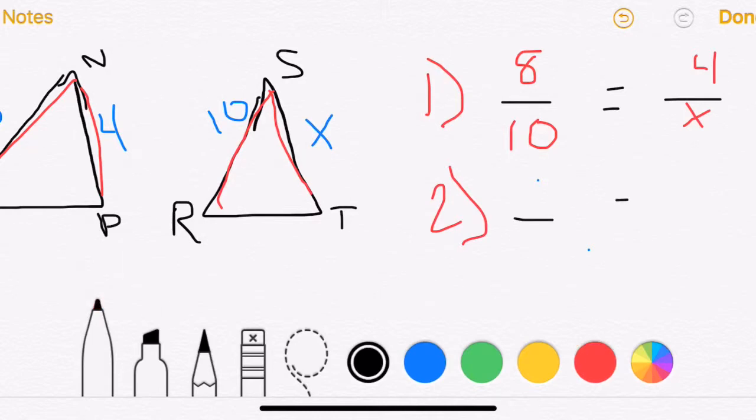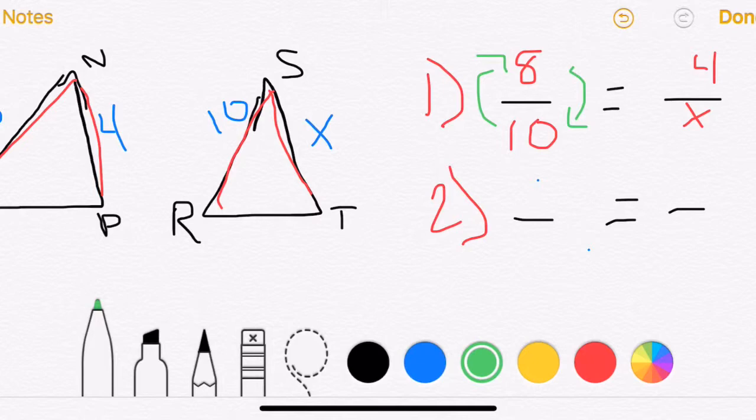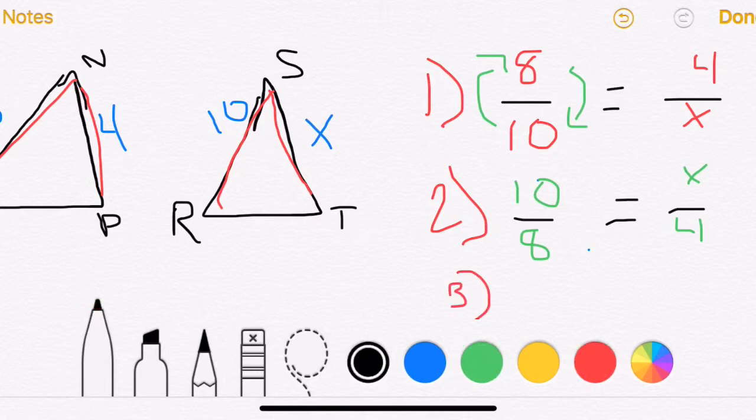Then for the second one, you're going to take the reciprocal of the first. So instead of 8 over 10, it's going to be 10 over 8, and the reciprocal of 4 over X is going to be X over 4. In the first two proportions, we were relating a side to a side, which was 8 and 10. Now we are going to be relating them within the triangle.